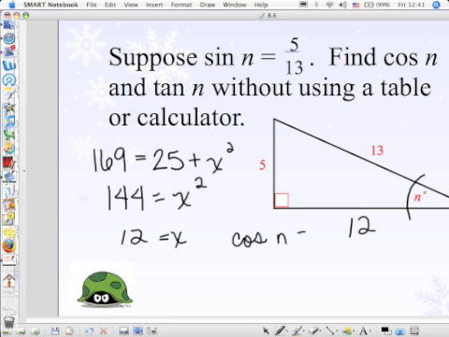Oh, I thought you were... Don't go into the tangent.